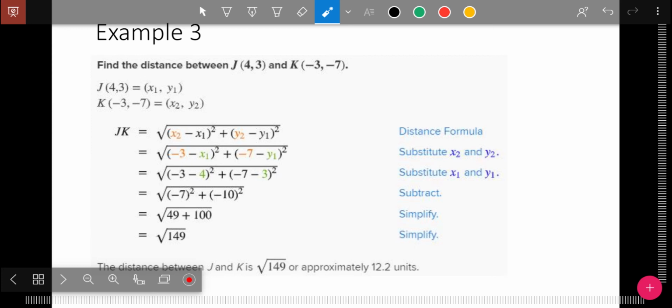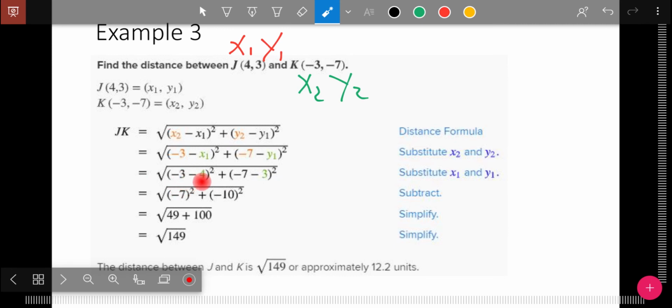All right. And so the book here is just saying, hey, 4, we're going to call 4 x1. So this is my x1 right here, and that means that this is my y1. And then the book's going to say, hey, this is my x sub 2, this is my y sub 2. And then they just plug it in. x2 is negative 3, so negative 3 goes in. y2 is negative 7, so negative 7 goes in. x1 is positive 4, so that goes in. y1 is positive 3, so that goes in. And then do the math.